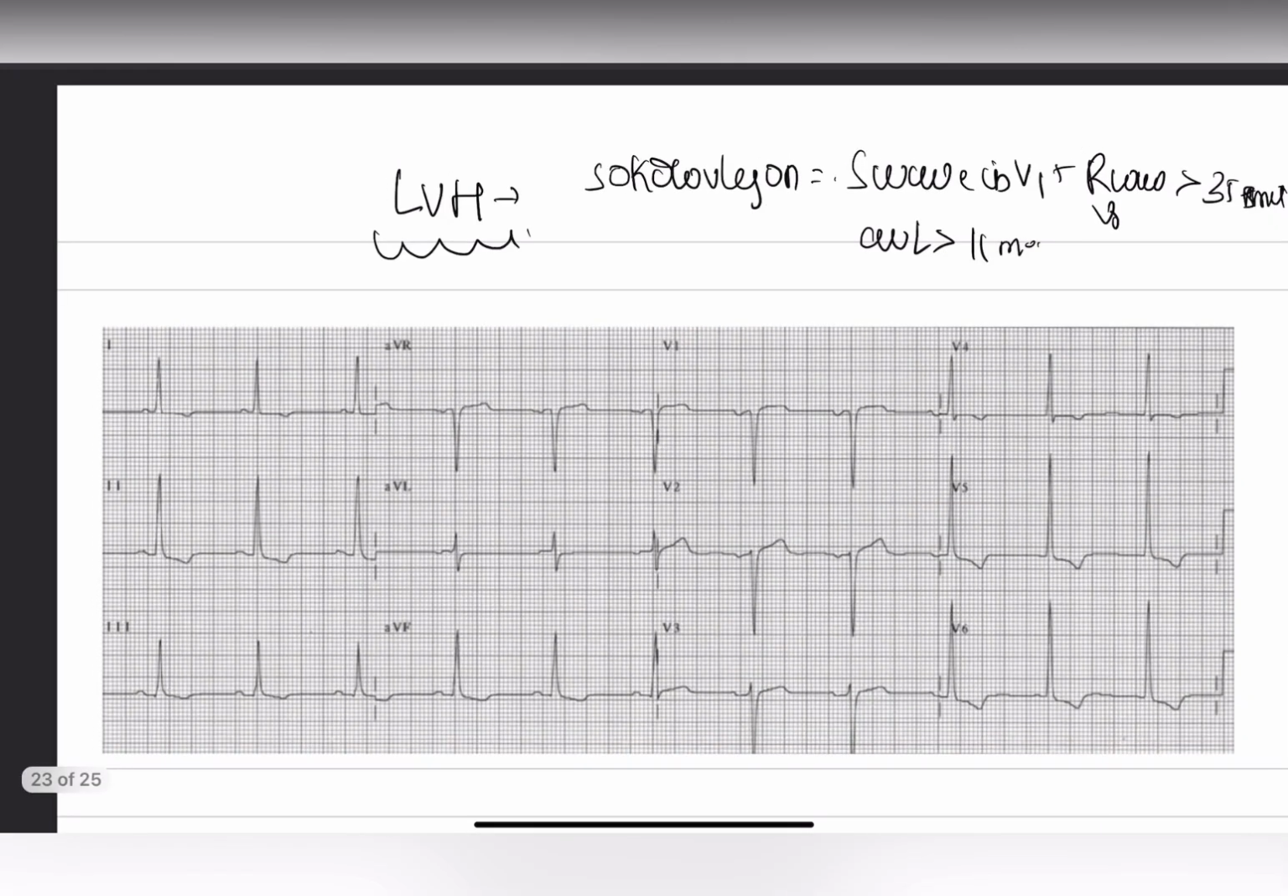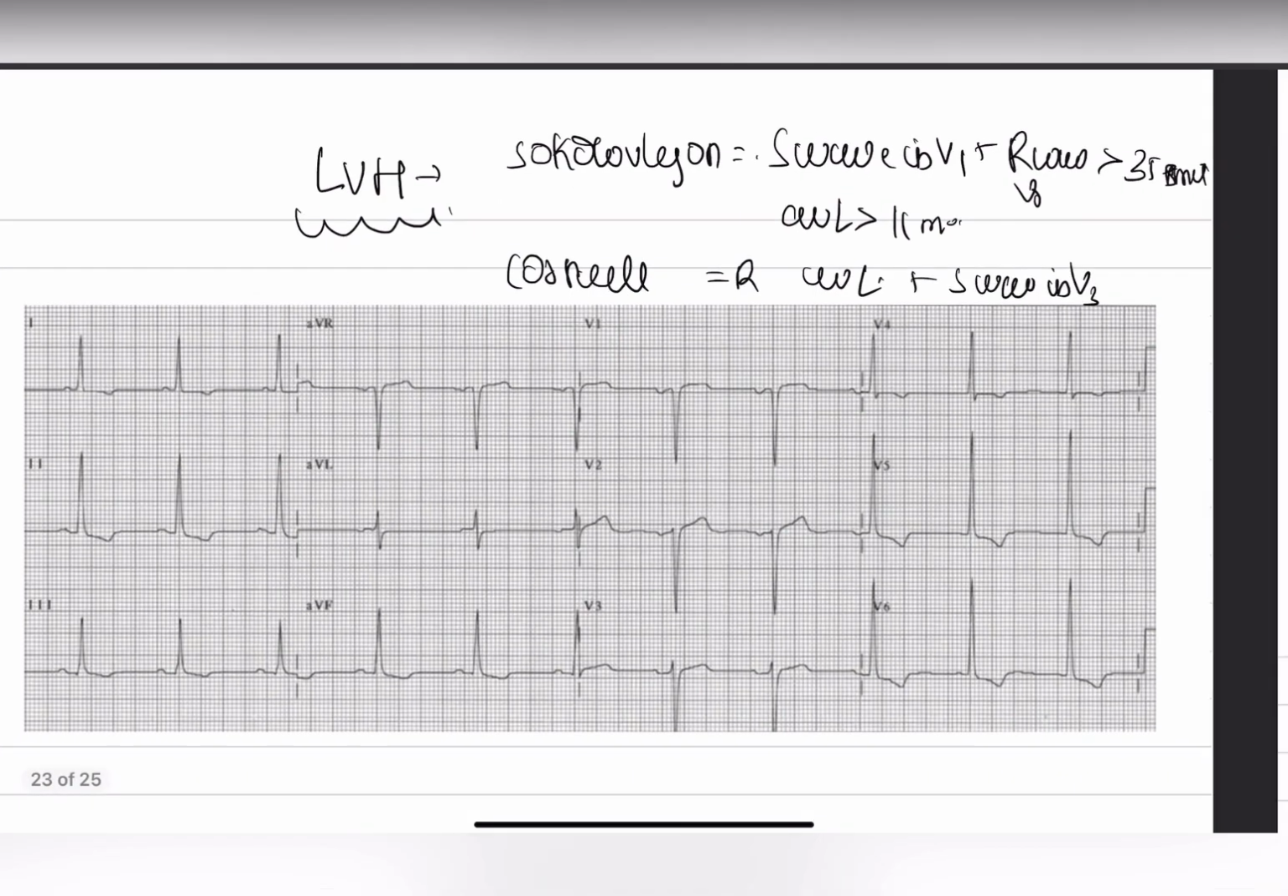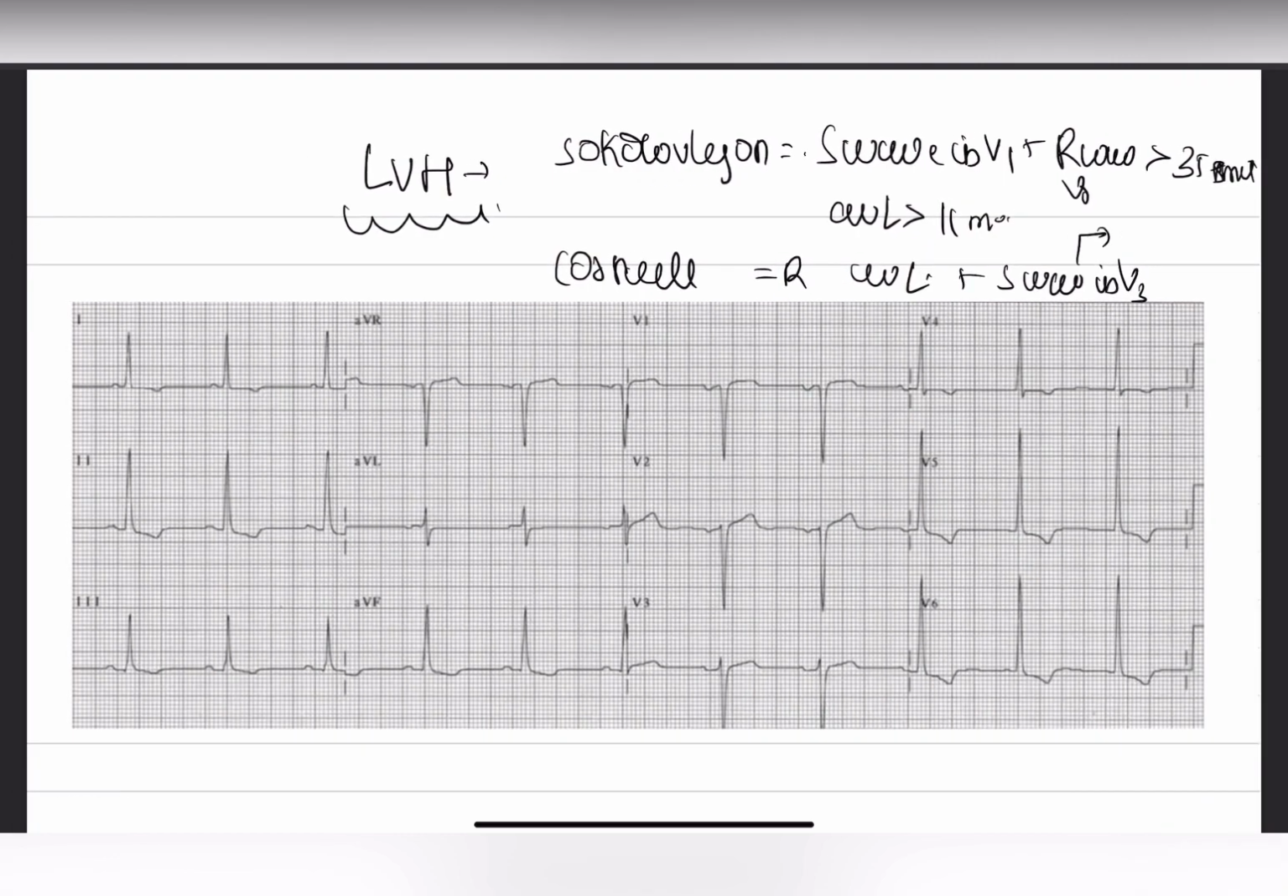Then the other criteria is called the Cornell criteria. The Cornell criteria uses lead aVL: the R wave in aVL plus the S wave in V3. If this is more than 20 mm in female or 28 mm in male, that indicates there is LVH.